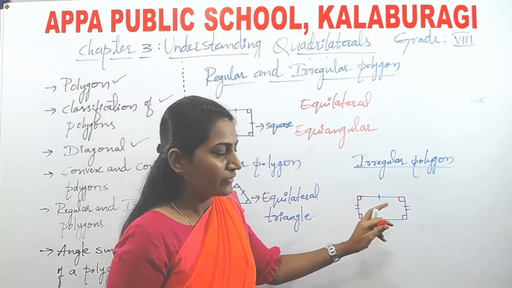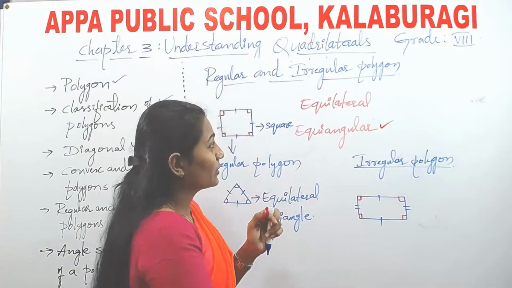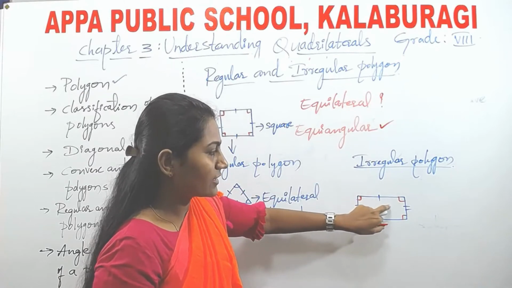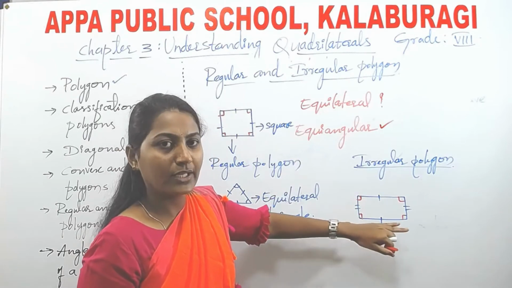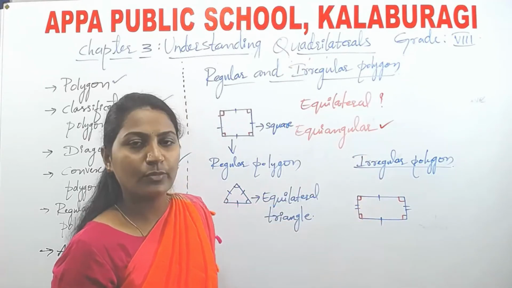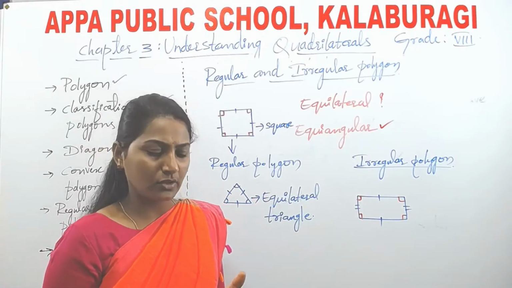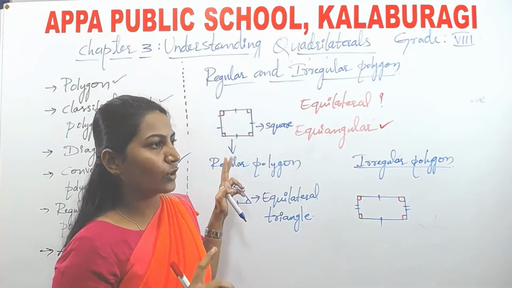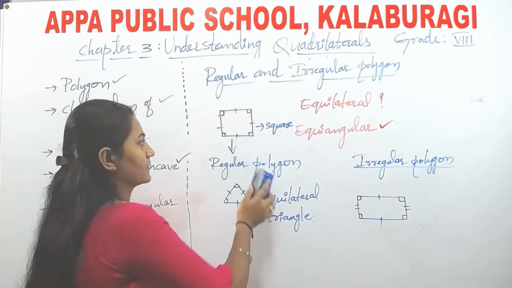Okay, but what about the sides? The condition in a rectangle, that is the equiangular condition, is satisfied. But what about the equilateral condition? Rectangle is a polygon which is equiangular, but it is not equilateral. Therefore, I cannot call a rectangle a regular polygon. Rather, it comes under irregular polygon. So just keep in mind, a regular polygon is both equilateral and equiangular. In your language, it should have all lengths equal, and also all the angles equal in measure. That's it. So that is about the regular and irregular polygons.